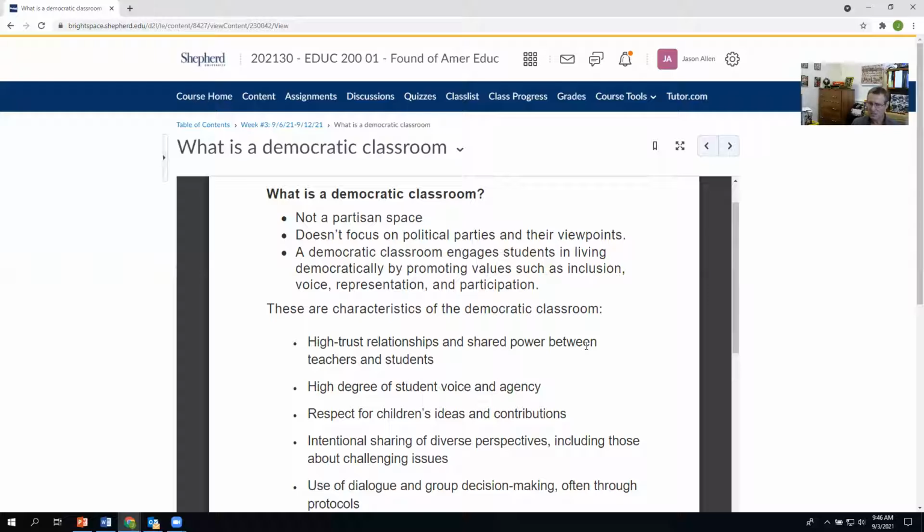Here are some characteristics of a democratic classroom. It's a very trusting environment. I talked about this, but this is basically where you share opinions. You're not going to be destroyed if everyone disagrees with your opinion. It's a shared power between teachers and students. Obviously, and your articles get into this, there are issues with this. There's a fine line. At some point, you've got to be able to step in as an educator.